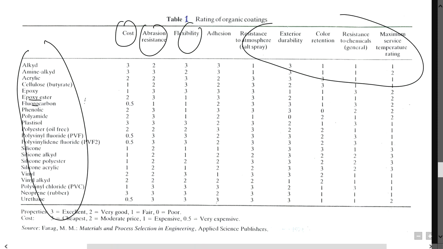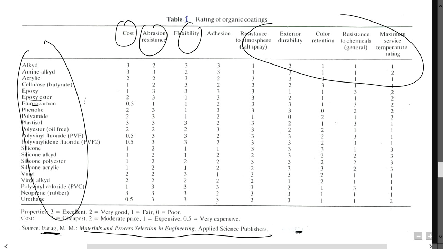So you can pause the video if you want, take a picture or whatever. So at least in the future, when you may need painting stuff, you get to know what type of things that you want. So yeah. You can also search for Materials and Process Selection for Engineering, Publisher 1979, from Farun MM. So these are the things that you may want to read up on further if in the future you need it.